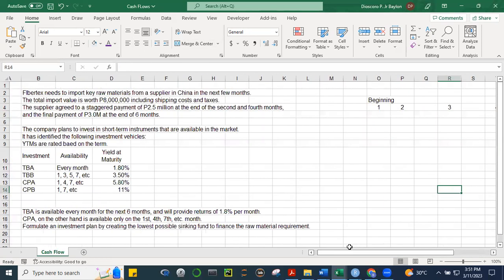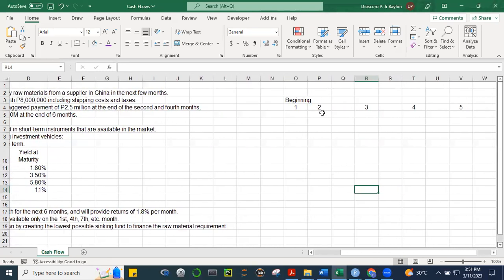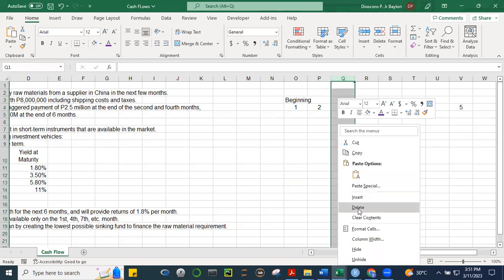What we need to do is determine how much should we invest at the beginning of month 1. That's what we want to know. How much is the minimum amount that we should invest at the beginning of month 1? Since it's minimum, of course, we would want to, as much as possible, establish the minimum sinking fund and then invest it in this short-term investment so that we will be able to address the gaps here.